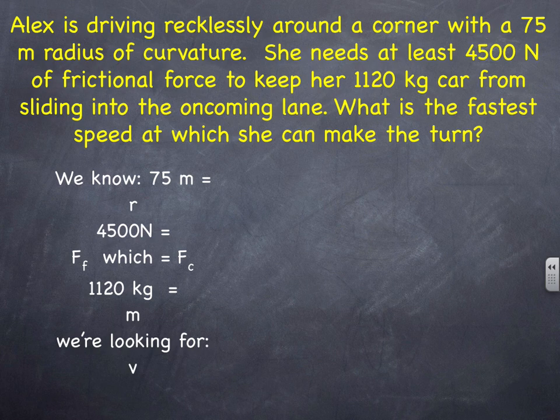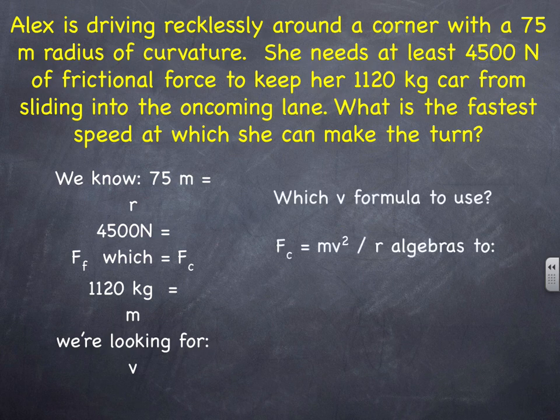Now, which formula am I going to use? Clearly, if I'm looking for V, I need to use the formula that has V in it. So I'm going to use FC equals mv squared over r, but we need to rearrange it for V. The V is already on top, so that stays there, but the m goes from the top on the right side to the bottom on the left side. R goes from the bottom on the right side to the top on the left side, and after that algebra, we would end up like that. And eventually we will need to square root this to get rid of the V squared.